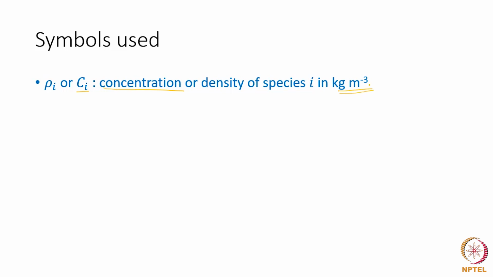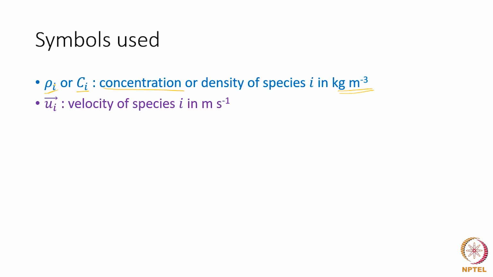Ideally we should actually use the variable rho i, because that would remind us that it has units of kg per meter cube, but most of the books use Ci as in concentration of species i, and we will use the same symbol here also.